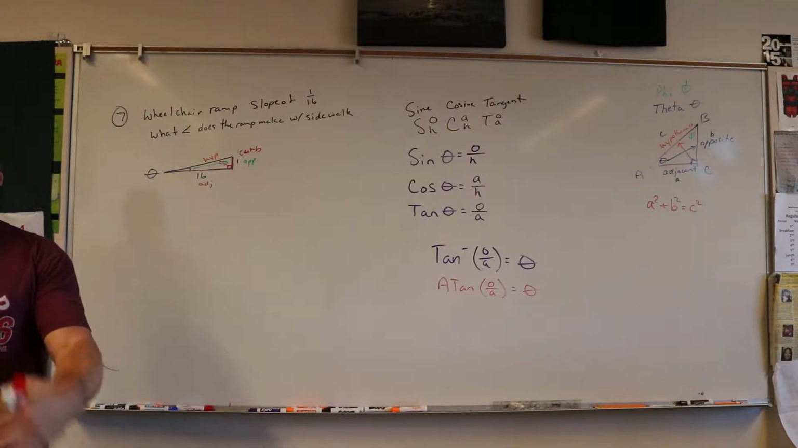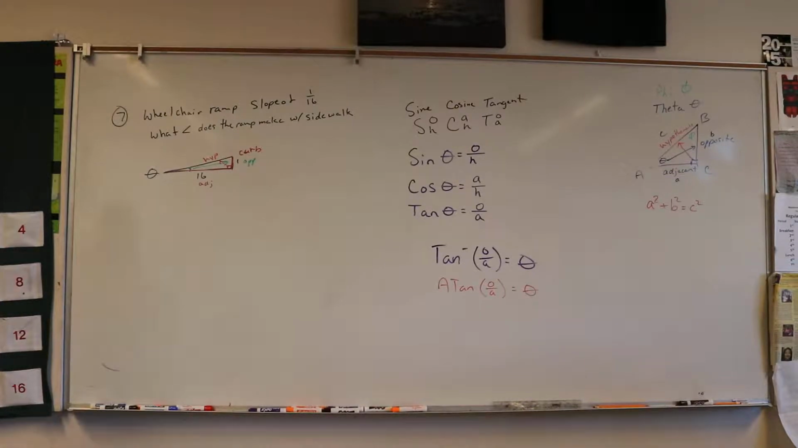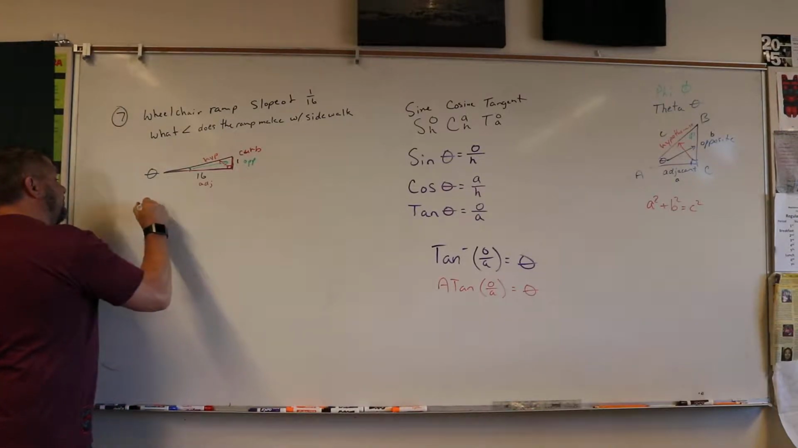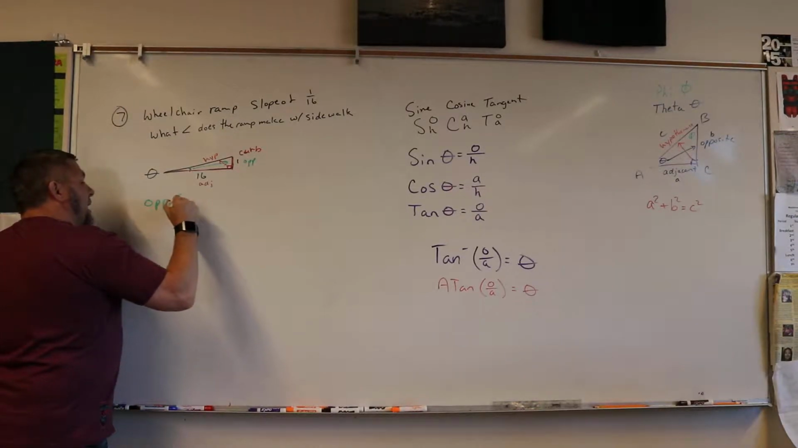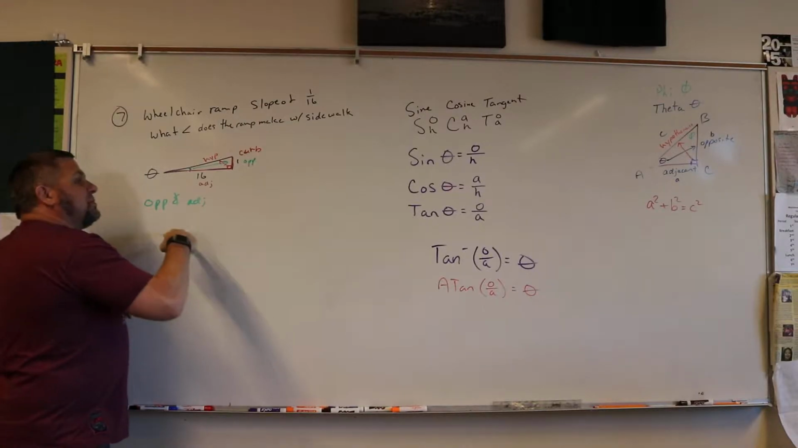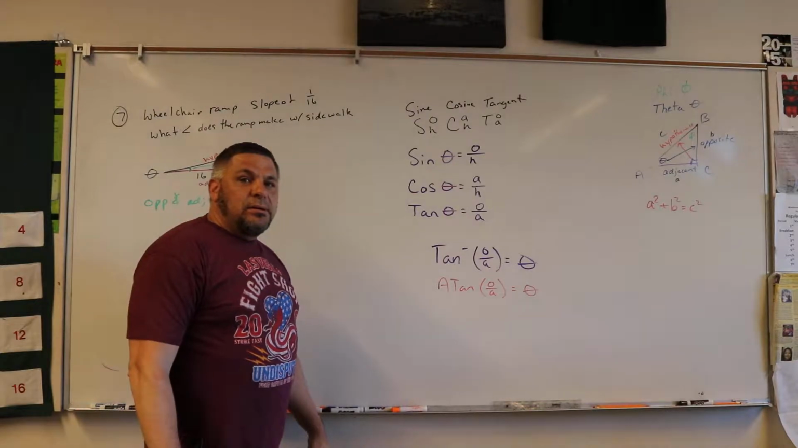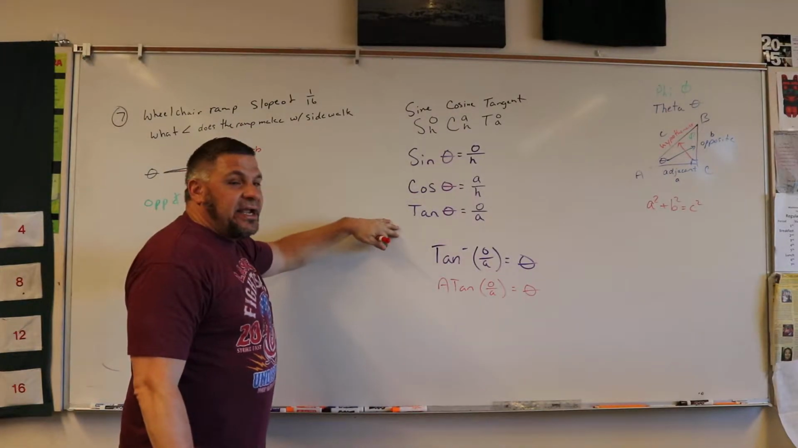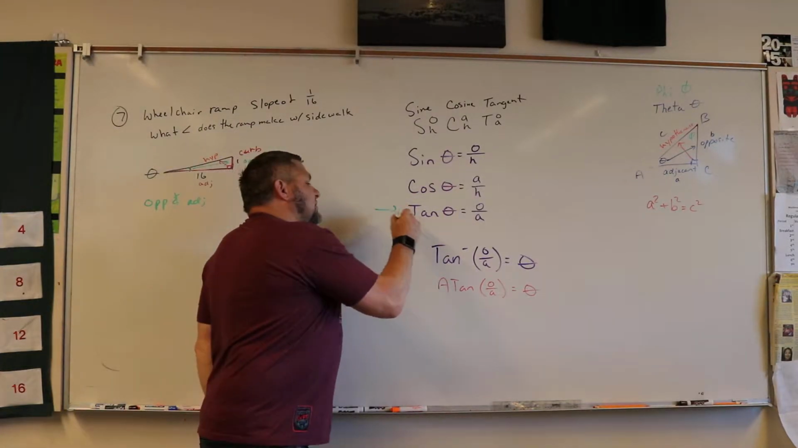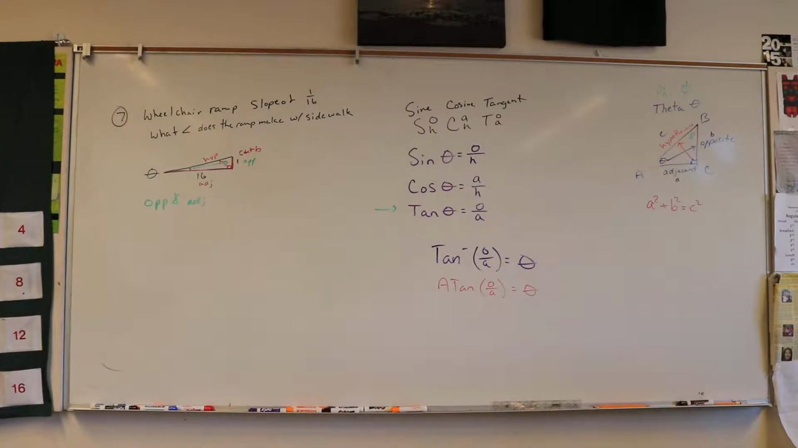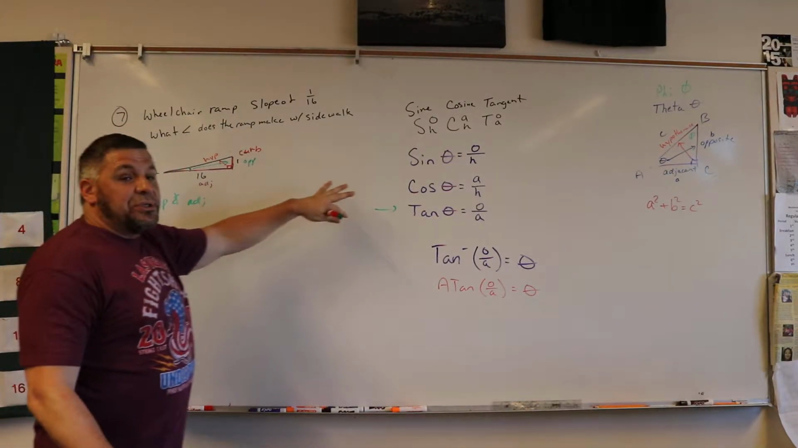We have the opposite. See how I was messing with you? I want you paying attention, right? We have the opposite. We don't have hypotenuse. But we do have opposite and adjacent. So which one has O and A? Sine, cosine, or tangent? Tangent. See how we figure this out? We look at what we have, and then that determines which one we're going to use.